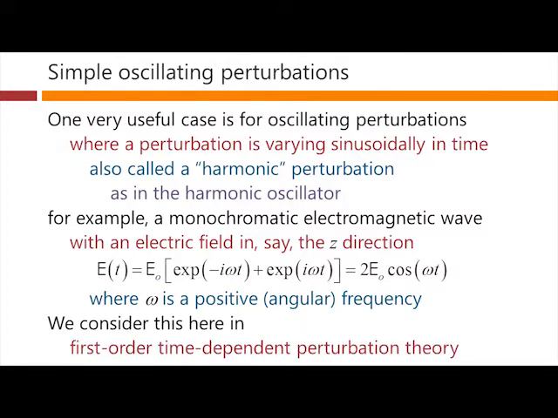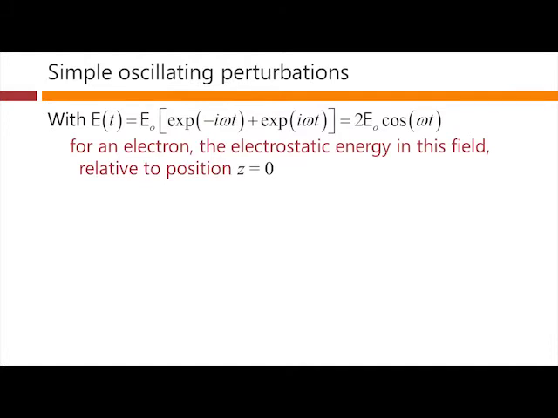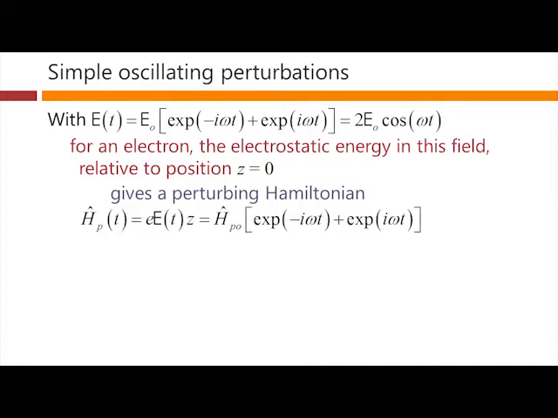and we will consider this here in first-order time-dependent perturbation theory. So with our field that we've just set up here, we presume it's going to act on an electron, and that will give the electron an electrostatic energy in this field relative to some position z equals 0, and consequently we'll have a perturbing Hamiltonian that would take this form.